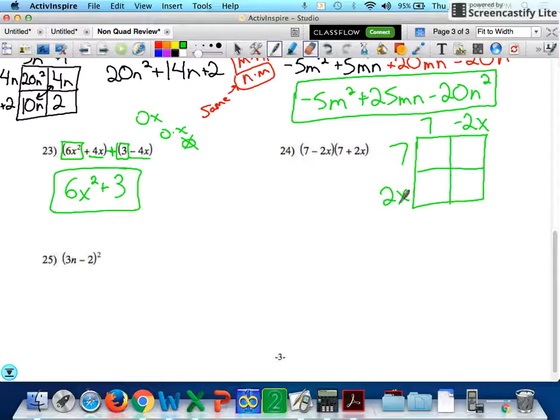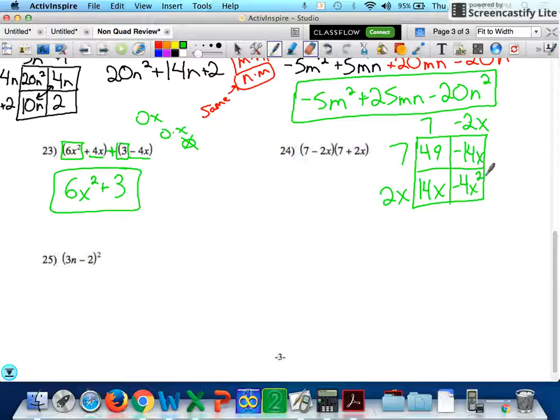So now we're ready to do our window. 7 times 7 gives us 49. 7 times 2x is 14x. 7 times negative 2x is negative 14x. Negative 2x times positive 2x is negative 4x squared. Careful, guys. I know I blow through some of these a little bit too fast sometimes, but take your time and make sure you get your variables right, okay?